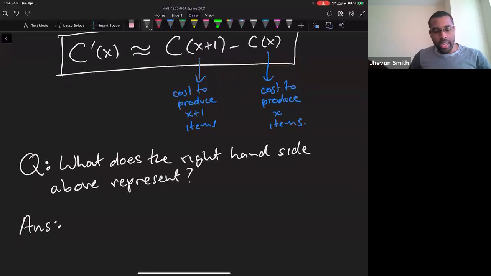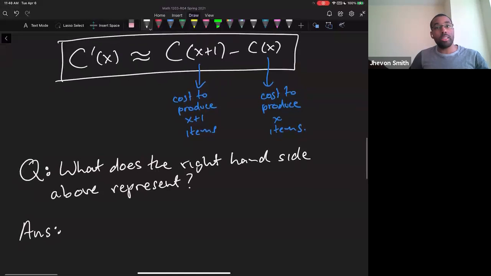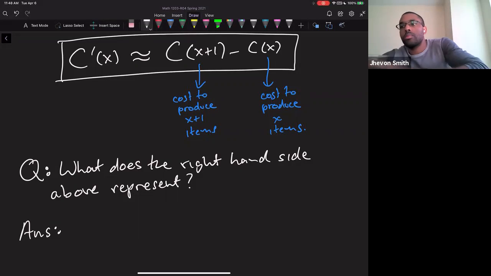So if I take the cost to make x plus 1 items and I subtract the cost to make x items, what does that number represent? The cost to produce 1 item? Almost, very close. It is the cost to produce 1 item, but which item? It actually gives you the additional cost to produce the x plus first item, right? It's the cost to produce the last item, right?